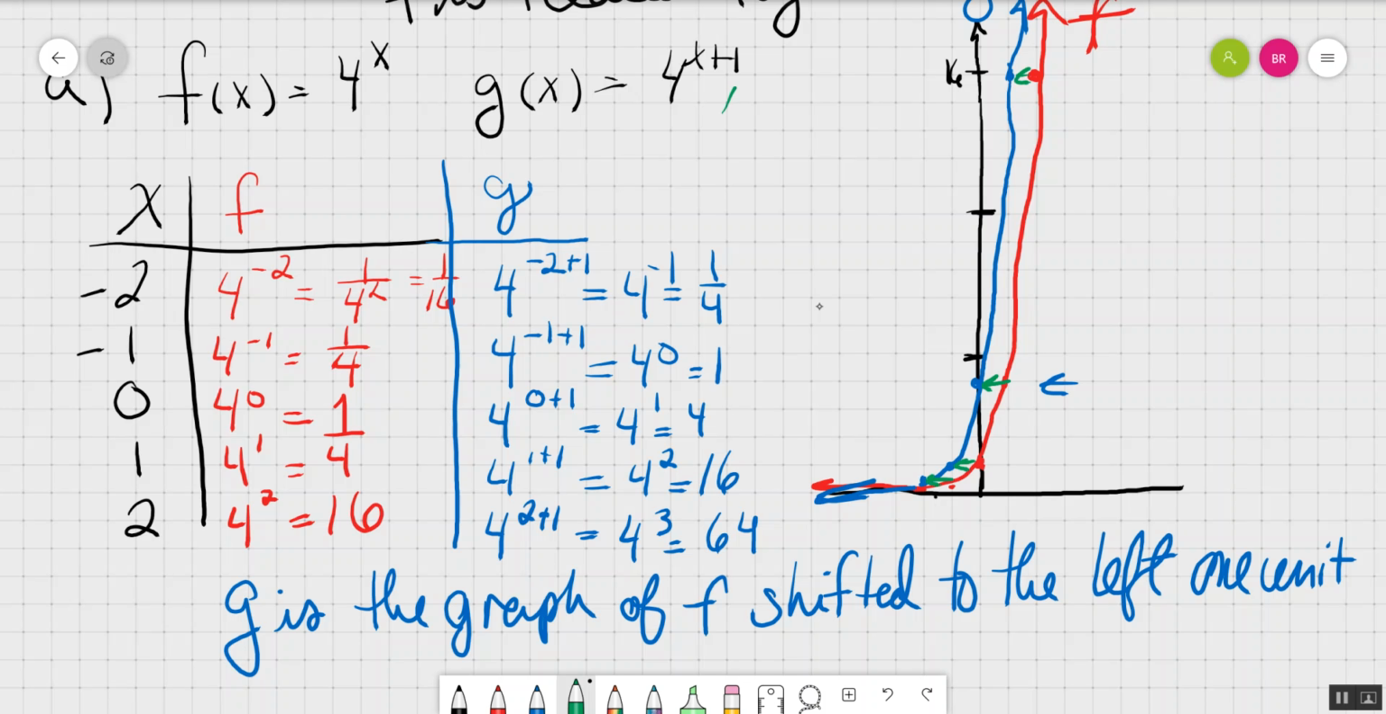And why is that happening? Well, because I added 1, all the stuff that would have happened in x here happens 1 unit sooner. So it's to the left, or back 1.